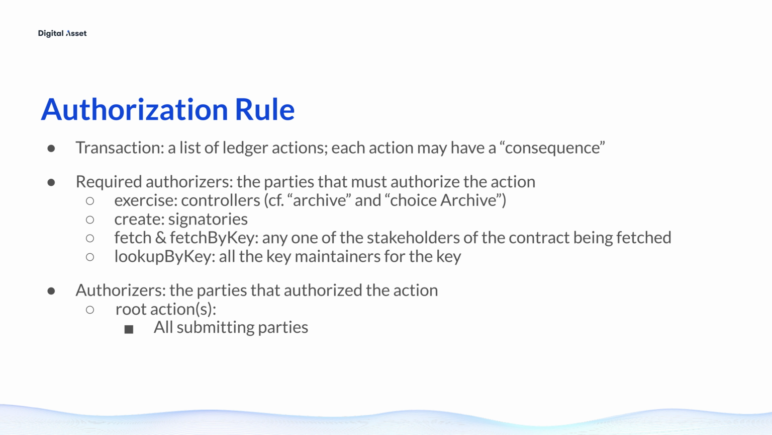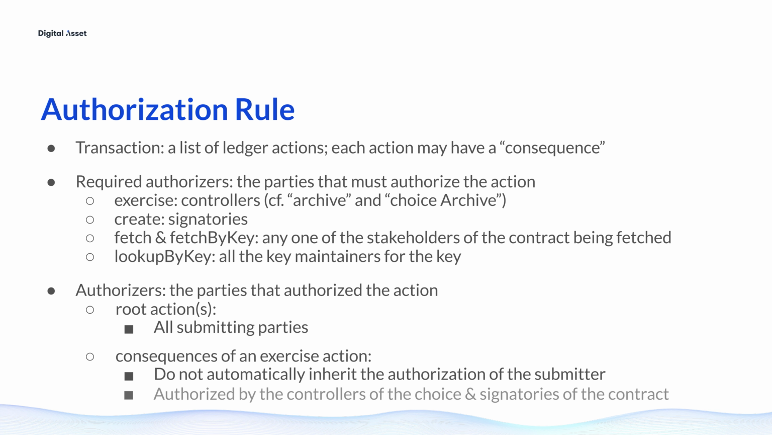The root action or actions are authorized by all of the submitting parties. Every transaction starts with a command or a list of commands sent to the ledger from a client application. These commands are authorized by the submitting party, whose credentials are included with the submit. The consequences of an exercise action, which are the actions listed in the body of a choice, do not automatically inherit the authorization of the submitter. The consequences of an exercise action are authorized by the controllers of the choice, plus the signatories of the contract on which the action was taken.